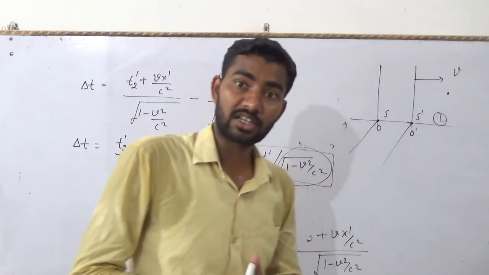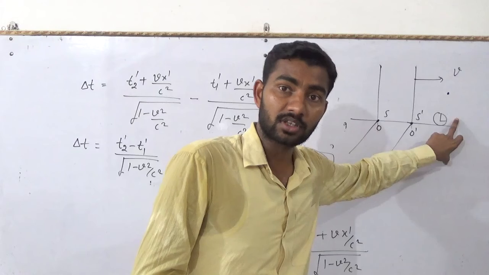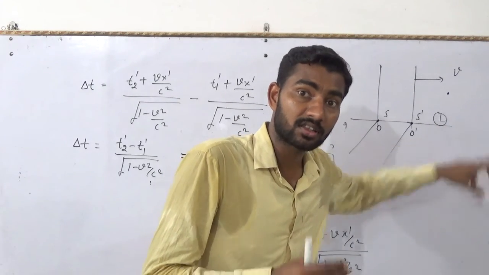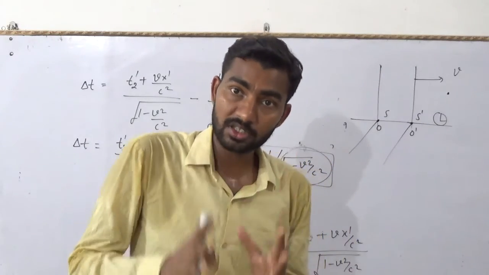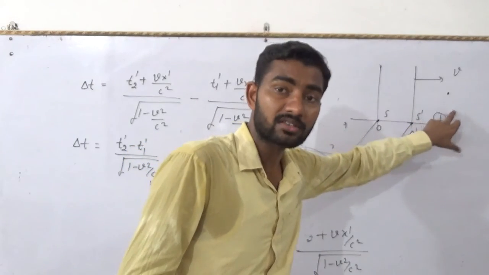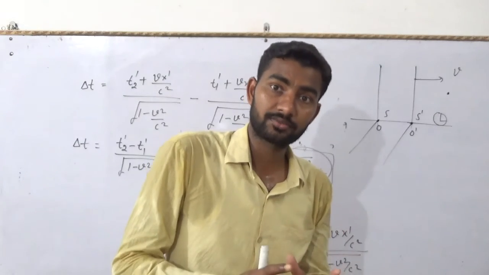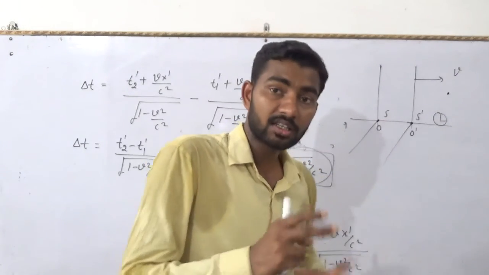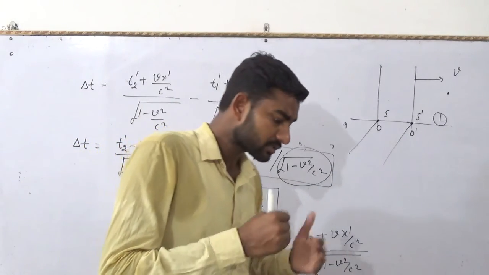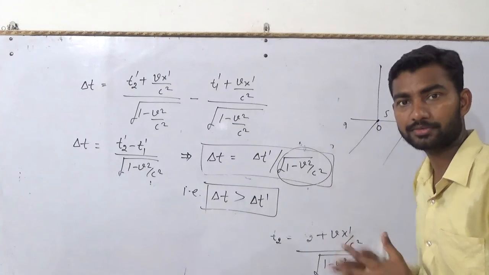In other words, if we see the value of the time interval in this frame of reference, the value of measurement which we measured in this frame of reference S dash, we will see it is larger by the factor under root 1 minus v square by c square. This result or concept is the converse of the previous concept.